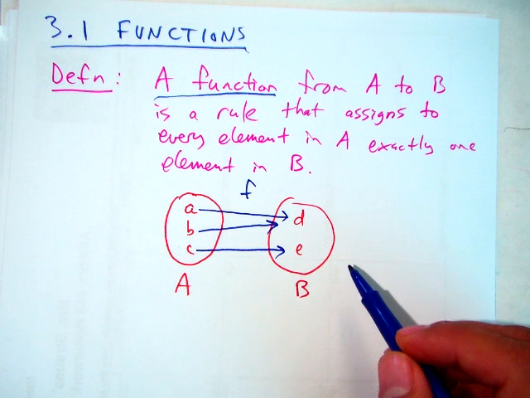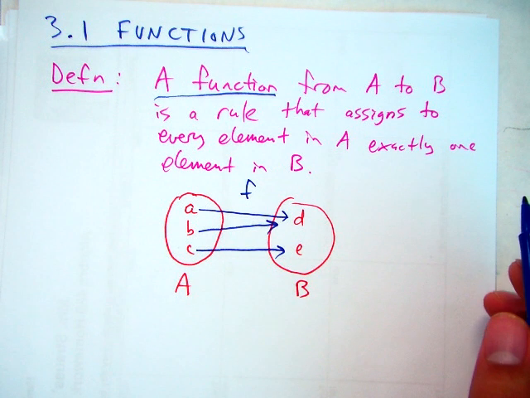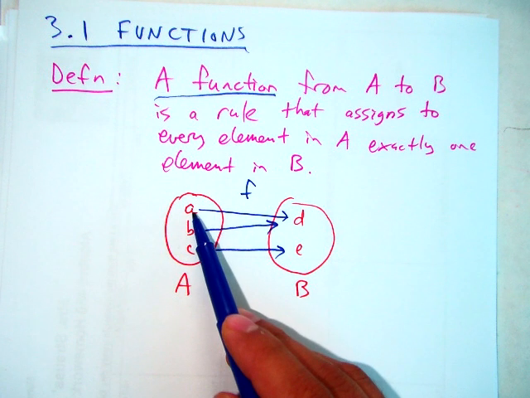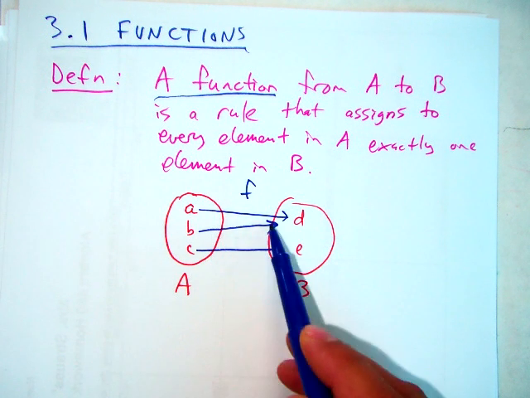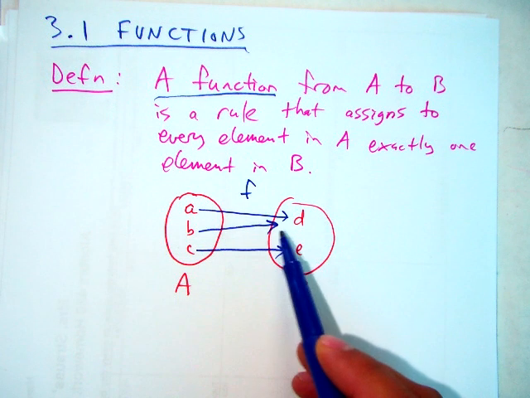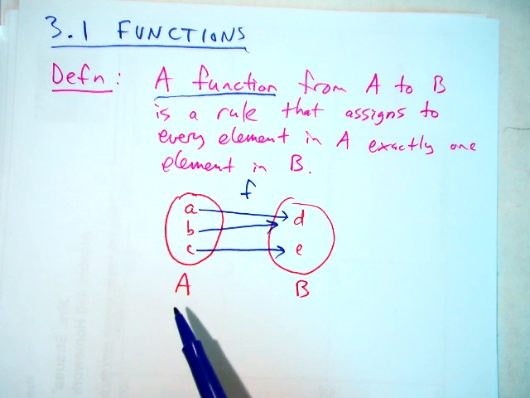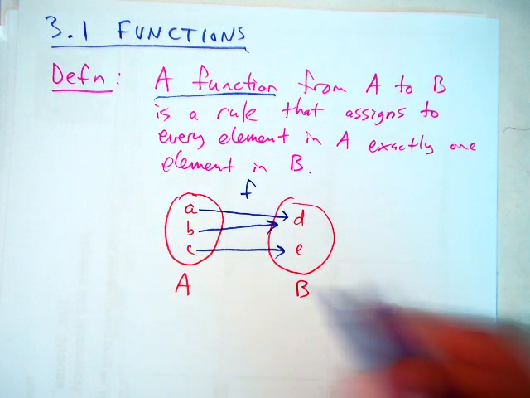No. Is it worded wrong? Yeah. Every element in A is exactly one. No, it's not worded wrong. Is every element in A assigned exactly one element in B? Oh, yes. Yeah, it is. A goes to D, B goes to D, C goes to E. So this is a function.